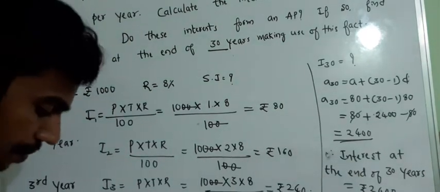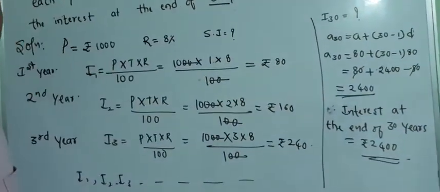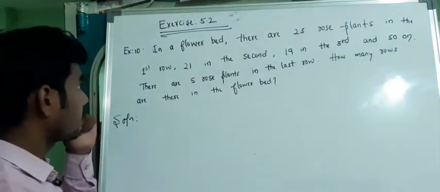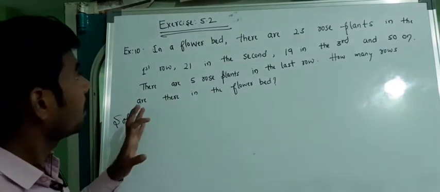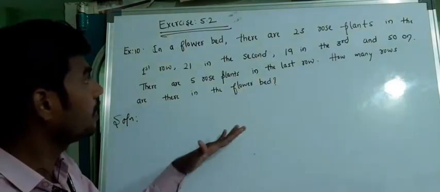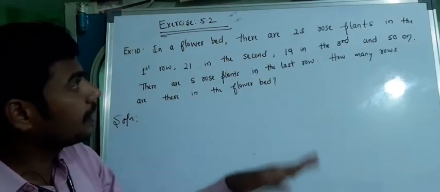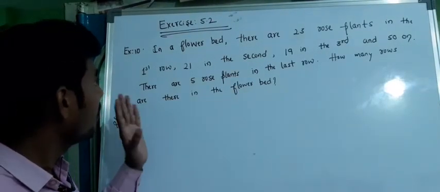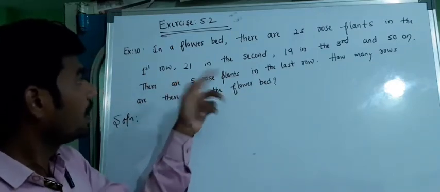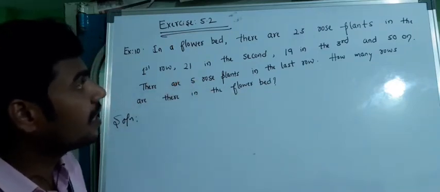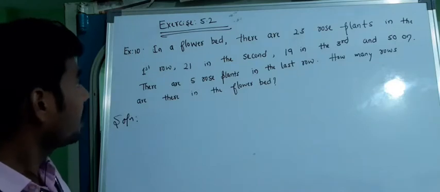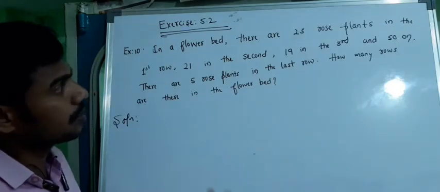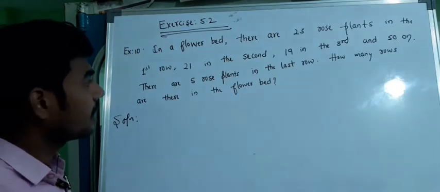Now, example 10. In a flower bed, there are 23 rose plants in the first row, 21 in the second, 19 in the third, and so on. There are 5 rose plants in the last row. How many rows are there in the flower bed?